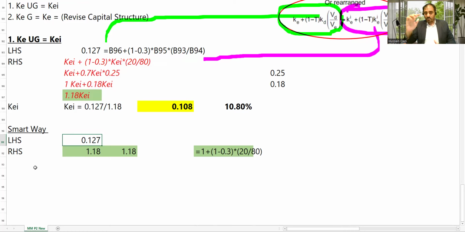Always use 1 plus 1 minus 3. That's tax adjustment multiply by capital structure, 20 divided by 80. And then identify KEI. Simple. Is equal to 1.18 divided by 1.27.